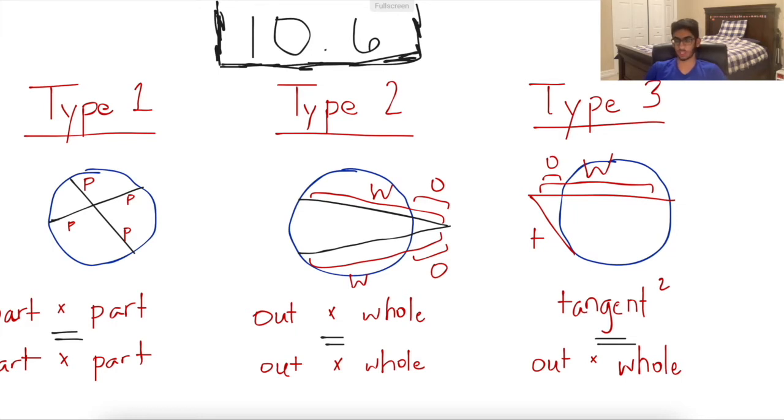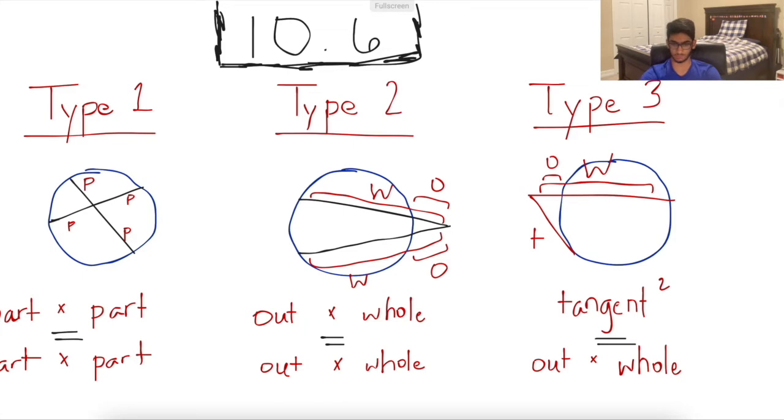In this video we're going to be learning about topic 10.6. In this topic we're going to be learning about 3 different types of line interactions on circles, and in every type there's going to be a different formula. So we're going to be doing some practice problems.